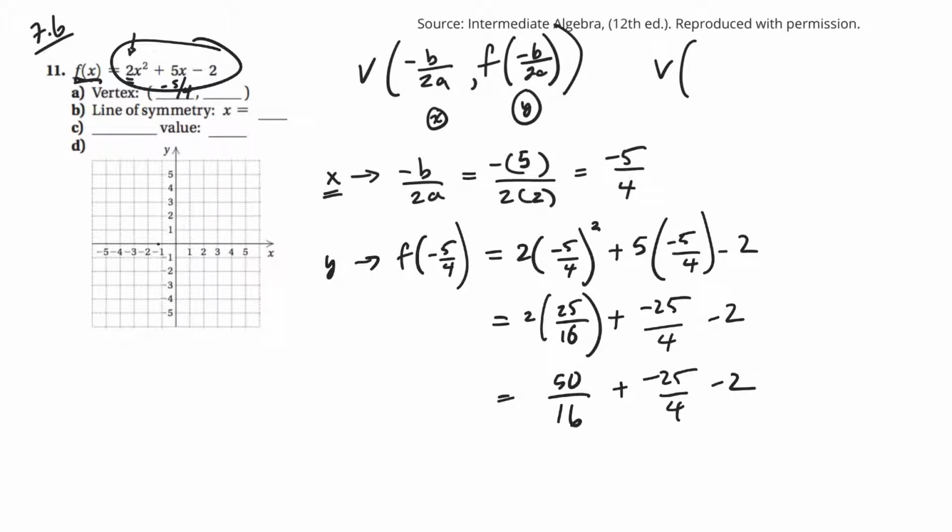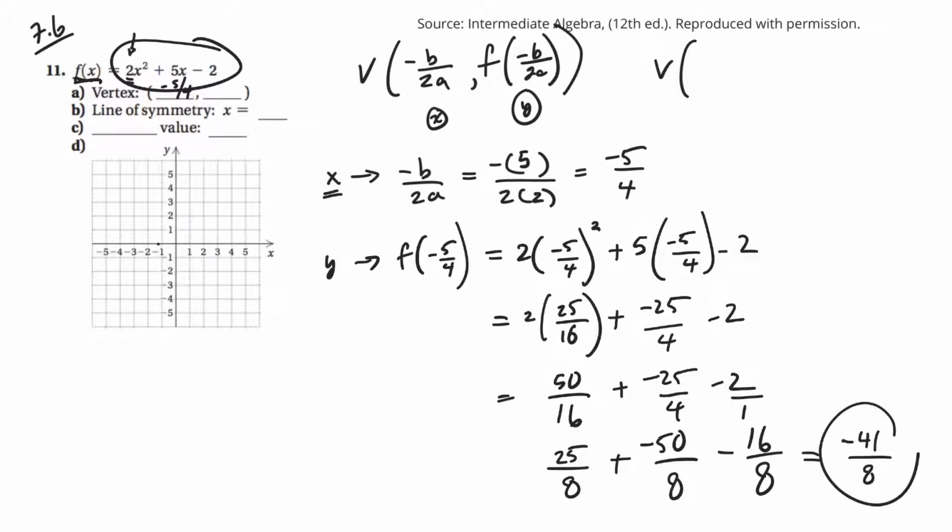Maybe I could simplify that. It'd be 25 over 8. And let's make this an 8, so I have to times the top by 2. And then let's make this one an 8. So it wasn't a 1, so I have to times the top by 8, so it'd be a 16. Okay, so 25 minus 50 is negative 25, minus 16. I think that's negative 41 over 8. I'm pretty sure that you might need to check that on the calculator. But that's the y coordinate of the vertex.